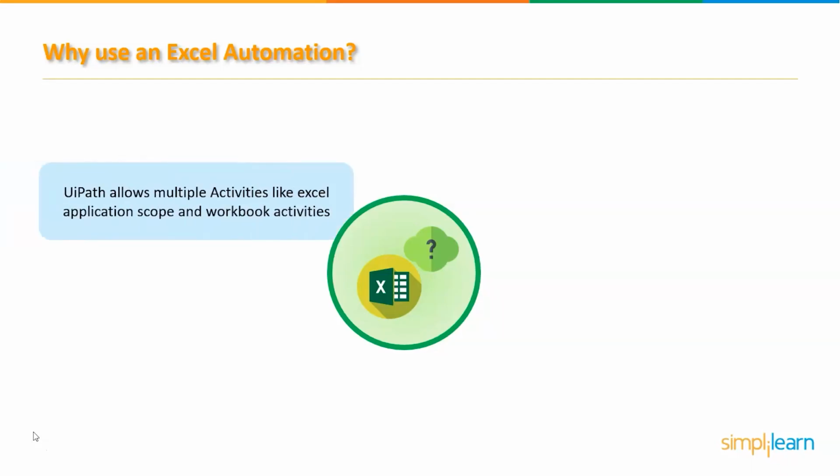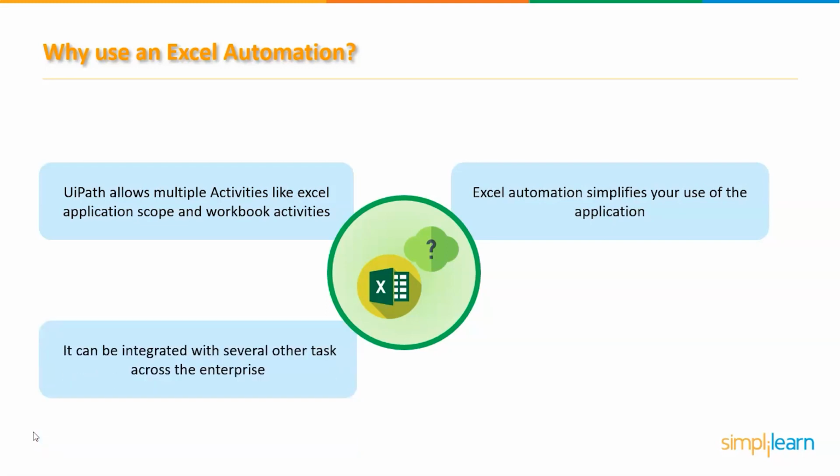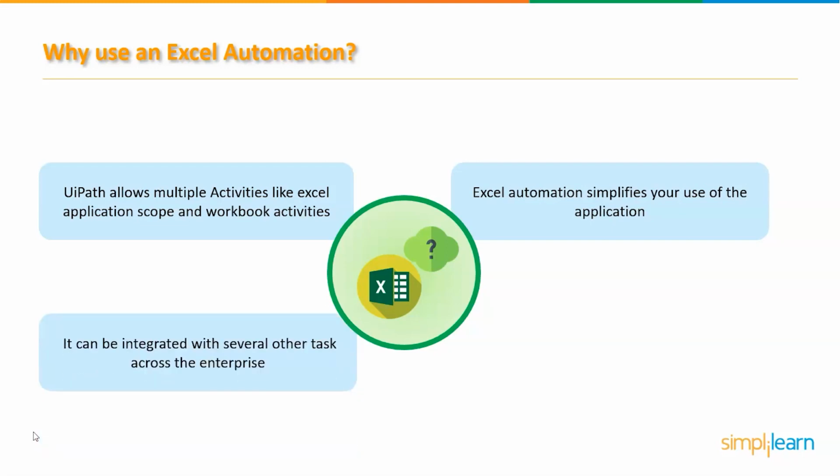Why use an Excel automation? UiPath allows you to automate Excel in various ways such as Excel application scope activities and workbook activities. Excel automation simplifies your application by performing tasks such as formatting cells, updating values, and running macros automatically. Excel tasks in an automated process can also be integrated with several other functions across the enterprise using an RPA solution. The benefit of Excel automation in general is that it can save people many hours spent manually completing tasks.